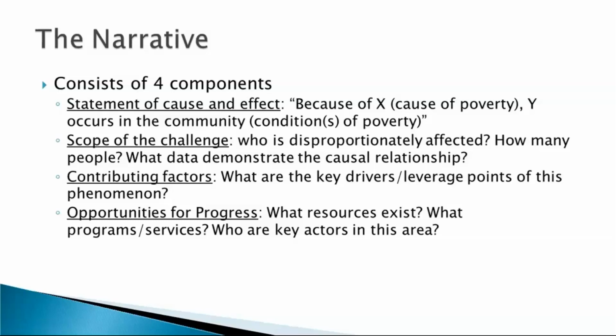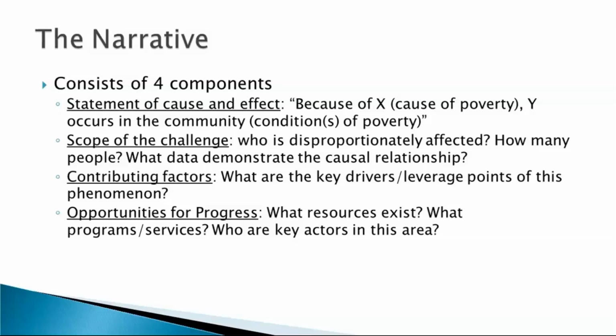One is a clear statement of cause and effect. Because of X, some cause of poverty, Y occurs in the community, a condition. So right there is your CSBG legislation. Each narrative is very clear in saying, because of a certain cause of poverty in the community, the following condition results.